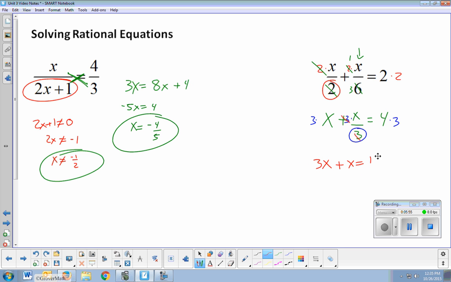I could just go and solve it through normal methods. 4x equals 12, x equals 3. And I could plug it back in to check it. There's no restrictions here, so I don't need to worry about extraneous solutions. All right, let's try just a couple more examples, but that's basically going to be it.